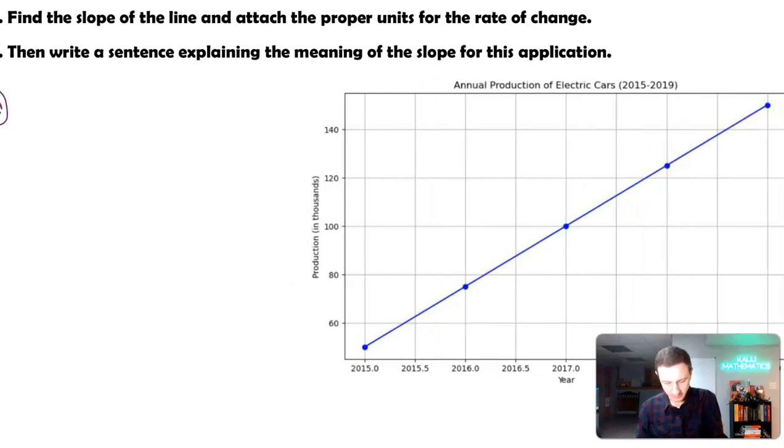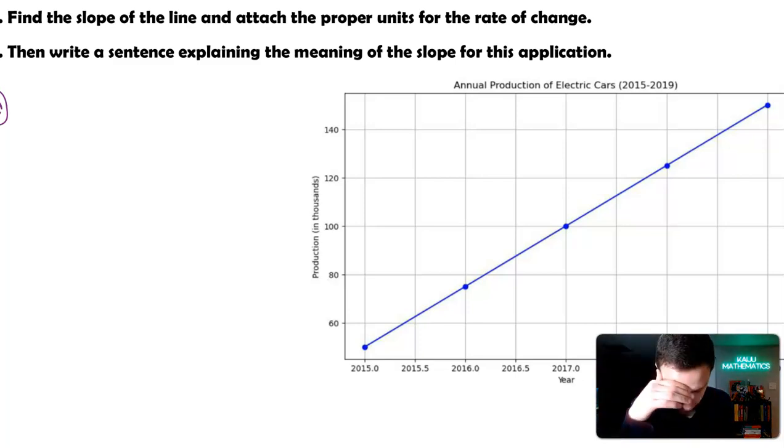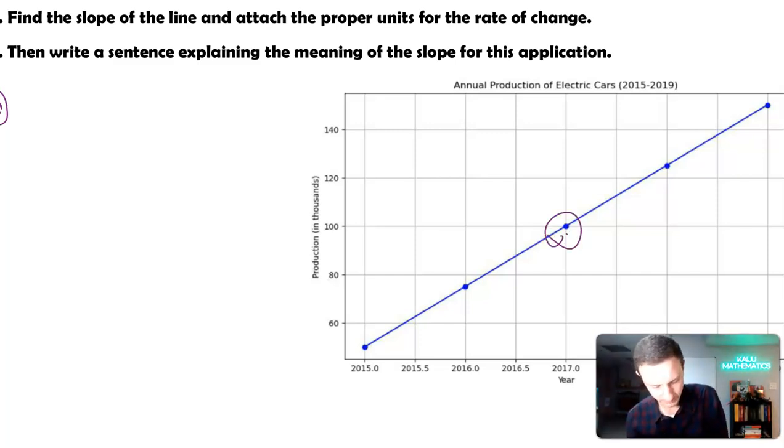So let's grab 2 points. They don't do a good job on this graph of giving us some solid points. I like this point right here. So the X value is 2017 and the Y value is 100. And then I'm going to choose this point also. That looks okay. 2016. And the Y value, let's call it like 75.